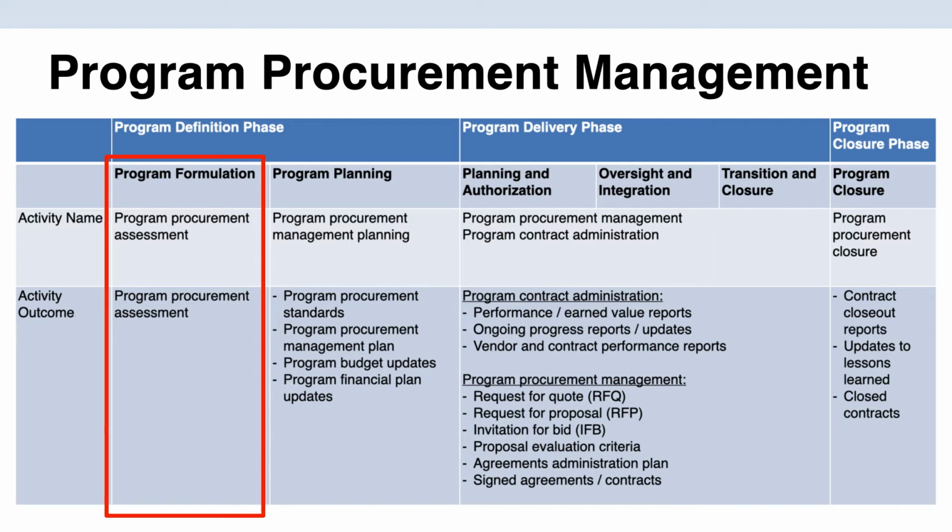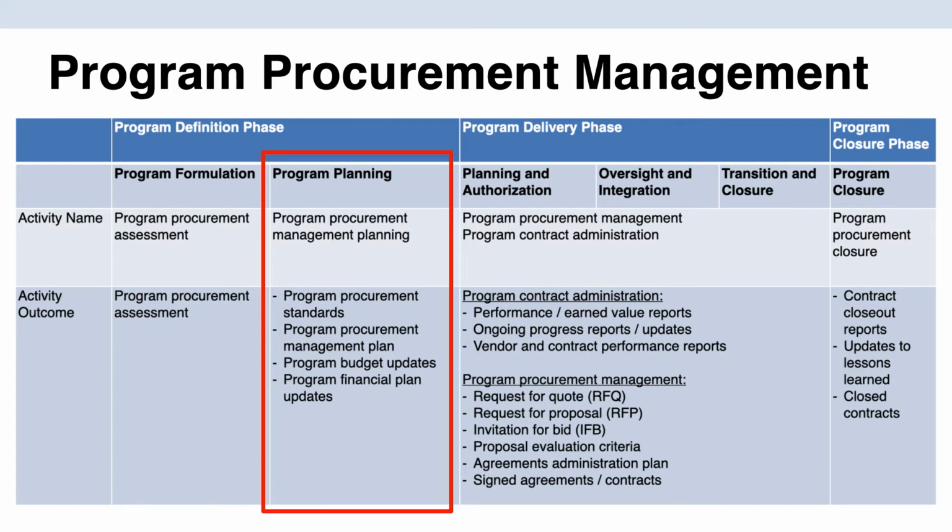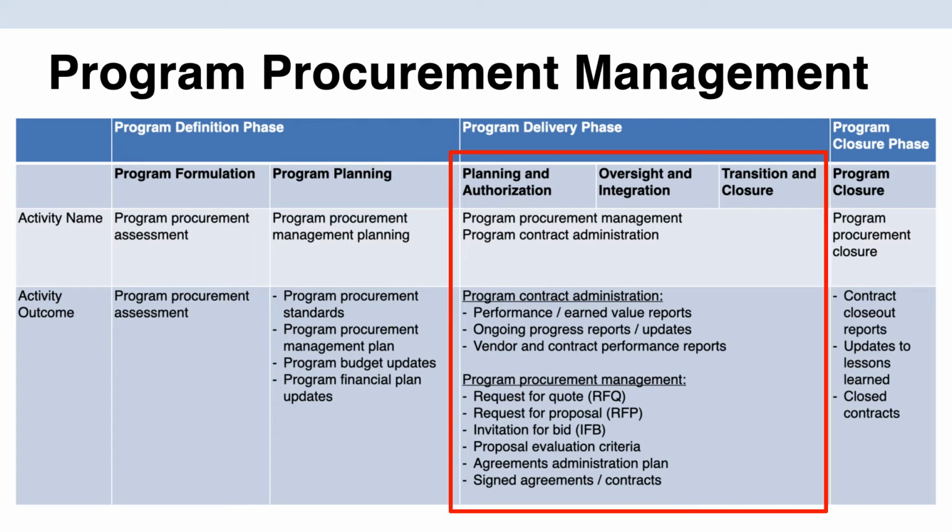So during the formulation subphase, we are doing an assessment to assess what kind of procurement, if any, needs to be done by the program. And if we do determine that we do need some procurement, then we plan out how we are going to get the things that we need. This is what we're doing in planning.